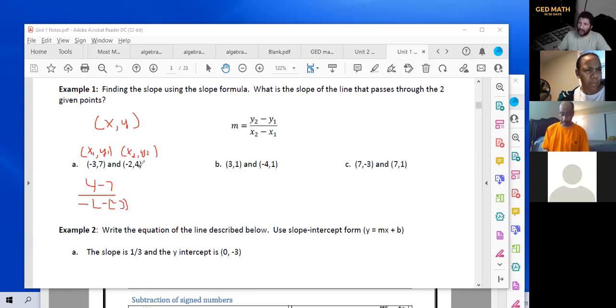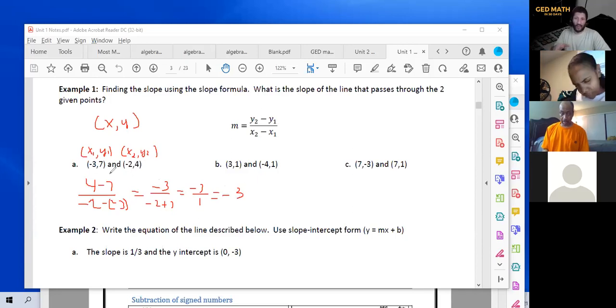Okay, so y2, which is 4, minus y1, which is 7, over x2, which is minus 2, minus 3. So this is negative 3 over minus 2 plus 3, which is negative 3 over 1. So our slope is negative 3.